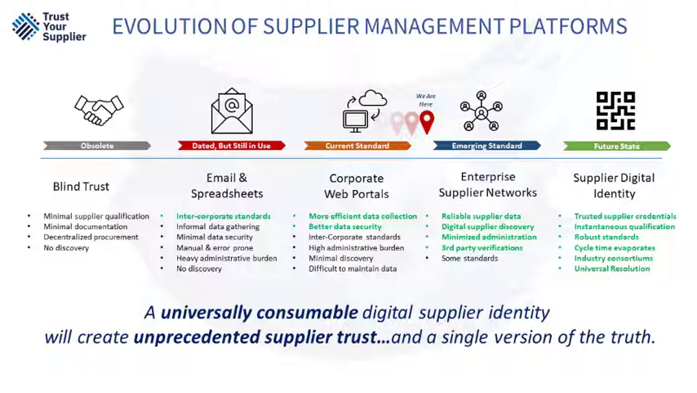When we talk about the evolution, Eloise spent a lot of time here, so I'm going to fast forward to where we are today. Web portals, as Eloise was saying, have proliferated across many enterprises. Almost all organizations have some form of web portal today. But what web portals are doing is creating a great deal of administrative burden and overhead, and that portal fatigue that she described in the marketplace and in the industry. Now we're starting to move towards supplier networks. Trust Your Supplier is one of those networks where we're getting more reliable supplier information. We've got the ability to discover suppliers digitally. We're getting third-party verifications. We're starting to minimize some of that administration, but we're really not all the way there.